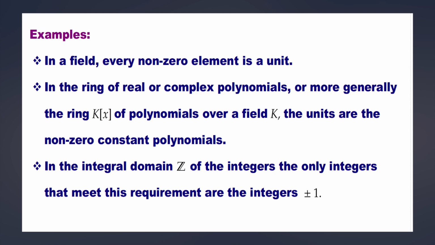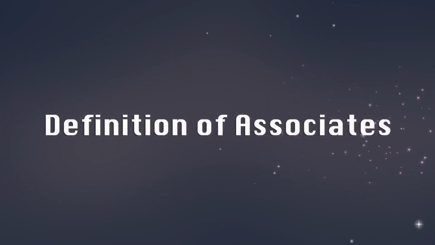In the ring of real or complex polynomials, or more generally, the ring k[x] of polynomials over a field k, the units are the non-zero constant polynomials. In the integral domain Z of the integers, the only integers that meet this requirement are the integers plus or minus 1. Let us see the definition of associates.